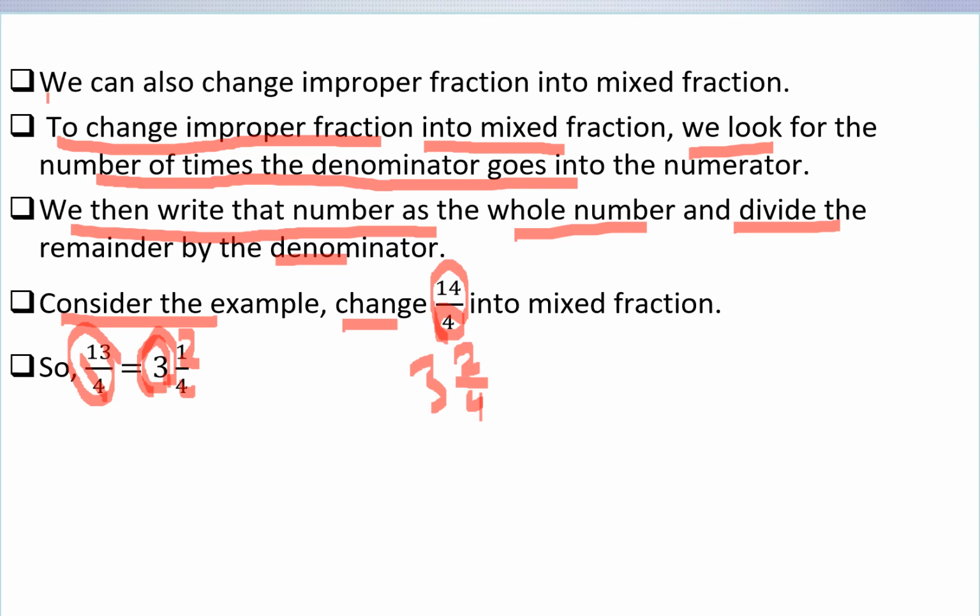So we have learned the meaning of fraction, the types of fractions, and how to convert one fraction to the other. Next time we'll look at how to form fractions and reductions in fractions. Thank you.